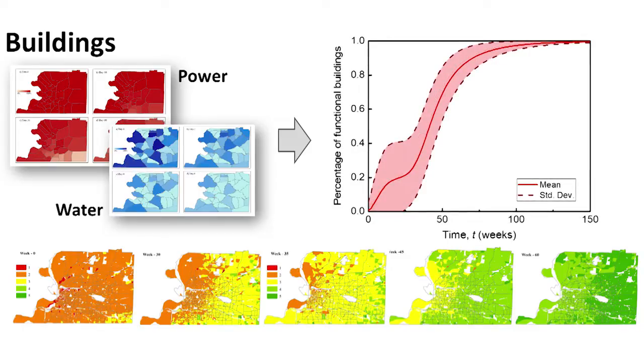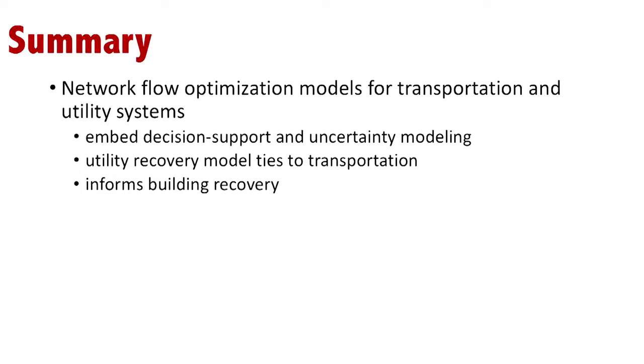We believe that the set of recovery models we have created, implemented, and integrated provide a powerful tool to support community resilience, planning, and hazard mitigation decisions. In summary, we have a network flow optimization model for the transportation and utility systems, which embed decision support and uncertainty modeling. The utility recovery model ties back to the transportation system and informs the building recovery.